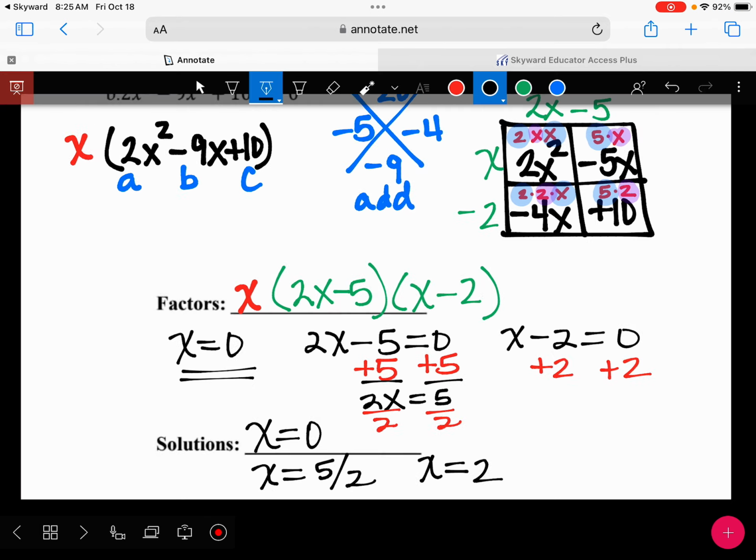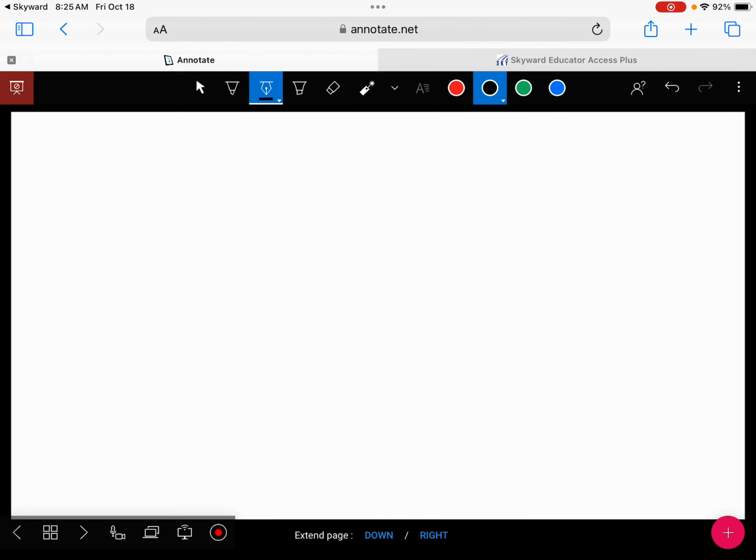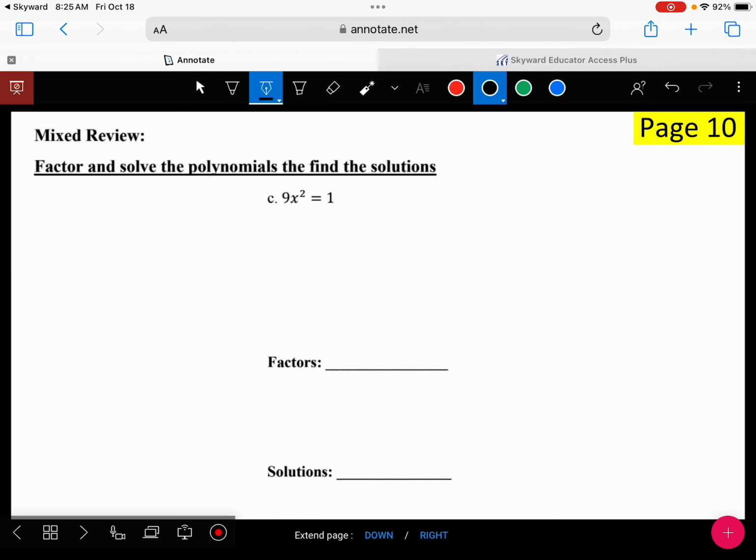All right, so our next question in our review that we're going to do is C. So let's look at C.